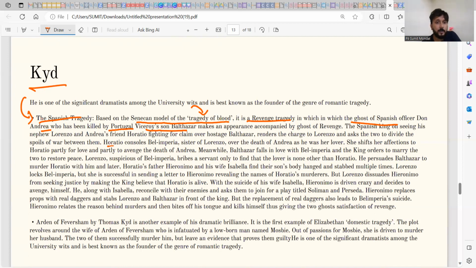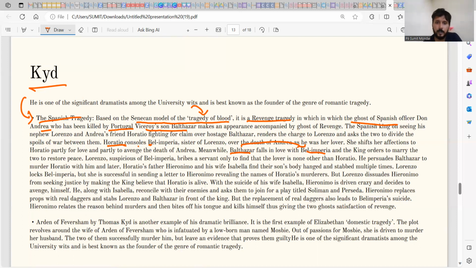In it there is one more important character, Horatio. I'm just telling you the characters. Balthazar, okay, and Bel-Imperia. Balthazar falls in love with Bel-Imperia. Very important question. See, we are doing this in less time, so I'm just trying to attract you to the important information here. Balthazar falls in love with Bel-Imperia. They are two important characters. Okay, Horatio, that character will come even in the Shakespearean drama.